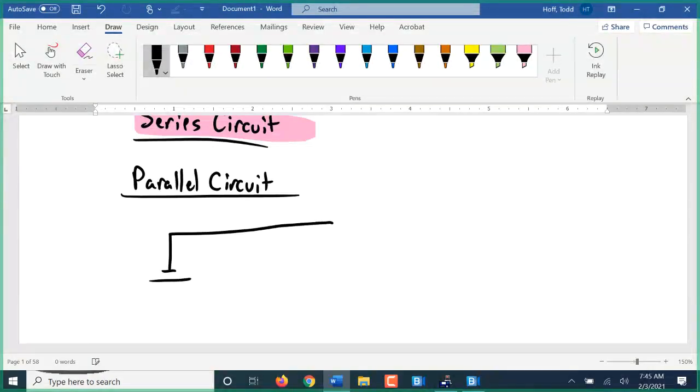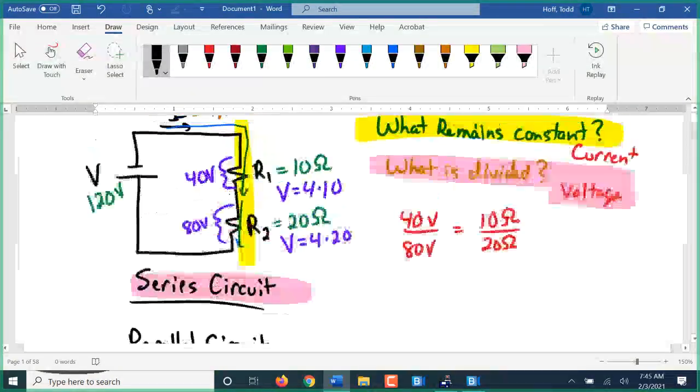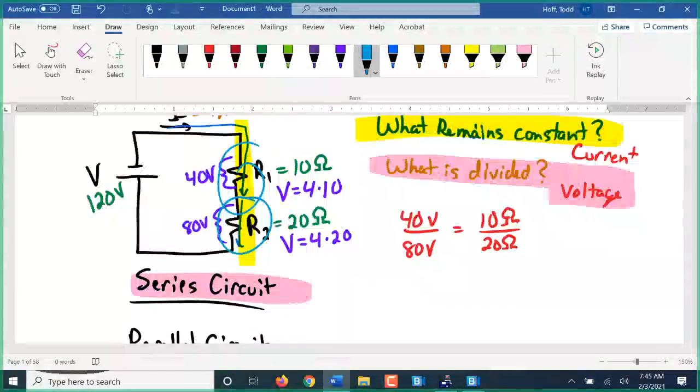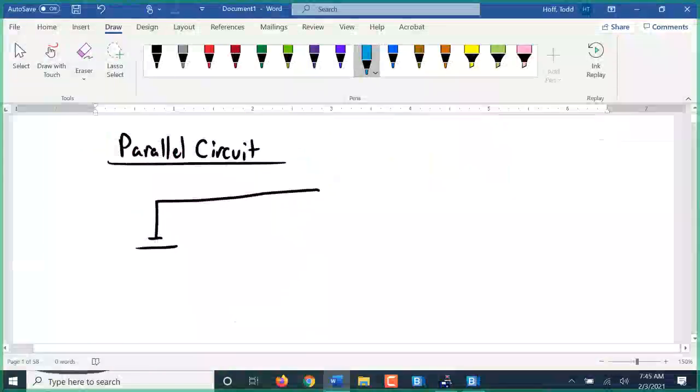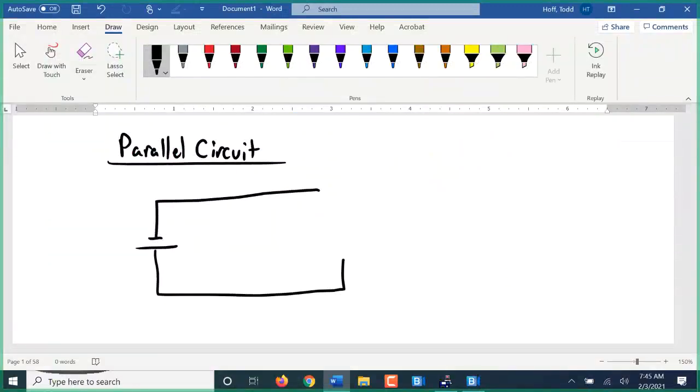Now the terms series and parallel. Series means one after another. So this one is series because the current flows through one resistor after the other. Parallel means at the same time. So in a parallel circuit, people think that it's called that because the two resistors or two loads are parallel to each other. Not necessarily true. It's called a parallel circuit because current flows through both loads at the same time, parallel.